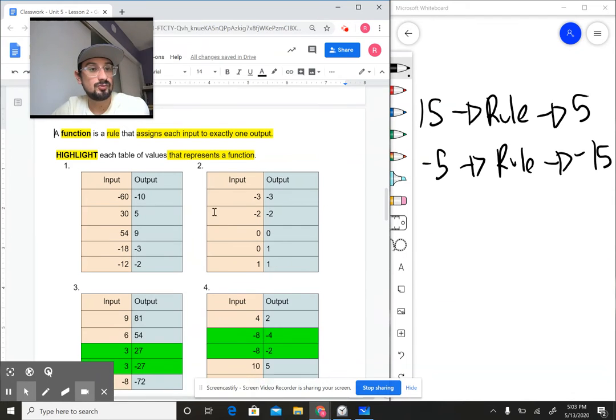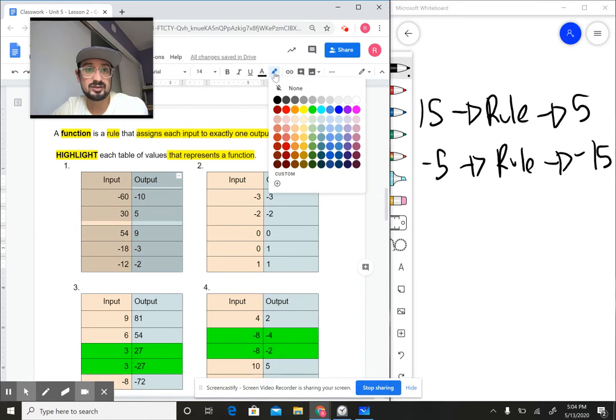Okay, guys, so for this one, to highlight each table of values that represents a function, you want to look at it and see if there's a rule, like I was saying before. And so if you look at this, it looks like you're dividing by 6 for each of the inputs to get the output. 54 divided by 6 is 9, 30 divided by 6 is 5, negative 18 divided by 6 is negative 3. So there's only one way to divide a number by 6, so there's never going to be an input which gives you 2 outputs. So this would be a function.